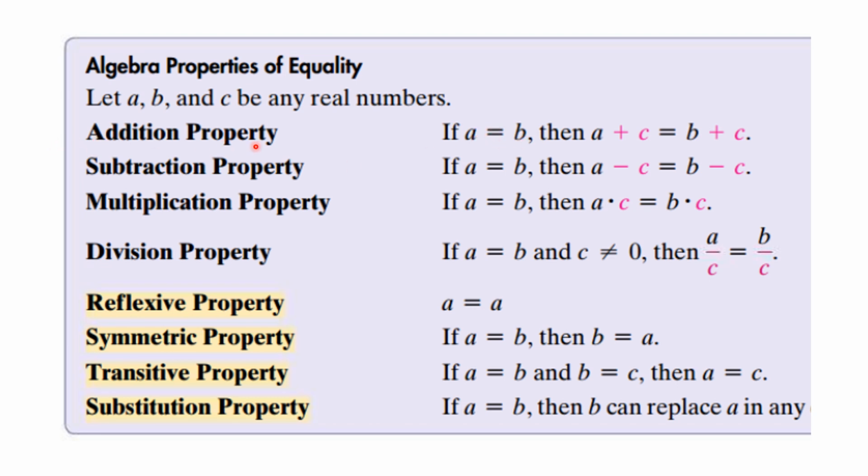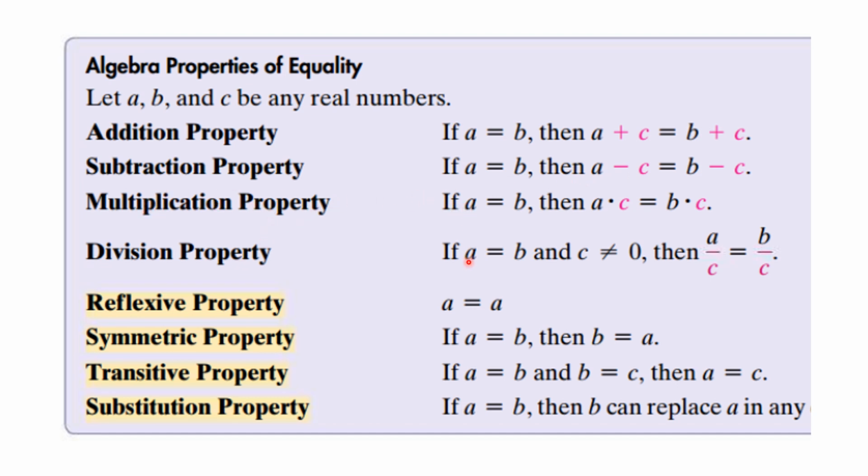The addition property of equality says if A is equal to B, then if you add C to both sides, those are still equal. So A plus C is equal to B plus C. Since you're adding the same value to both sides, that equality remains true. Similar property here, the subtraction property of equality says if A is equal to B and you subtract C from both sides, then that equality still holds. So A minus C is equal to B minus C.